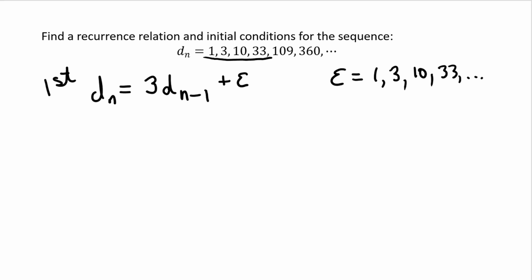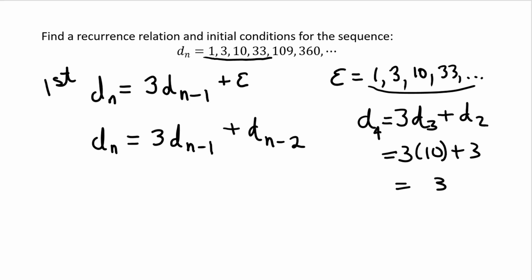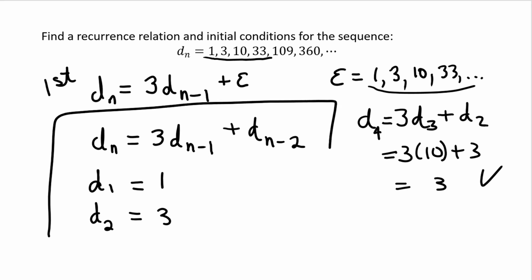1, 3, 10, 33, and the errors are also 1, 3, 10, 33. So let's fix that error. So d sub n is 3 times d previous, and then we add the term even before that. Now we're close to done, but I want to check. Let's start with 33, so that would be the fourth term. d sub 4 is going to be 3 times d sub 3 plus d sub 2. So 3 times 10 plus 3, so that checks. And so when we set this up, we need to have initial conditions, d1 and d2. We'll let d1 be the first term, d2 is the 3, we've checked it, and now we have our recurrence relation.